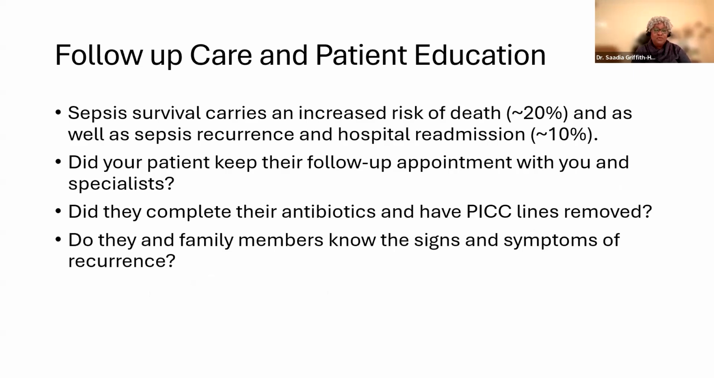Sepsis survival carries an increased risk of death. We know that about 20% of the people who have sepsis will die, as well as a sepsis recurrence and hospital readmission. About 10% of the people who survive sepsis have a recurrence. So this patient is now at increased risk of sepsis recurrence, especially with the lack of the spleen and his diabetes and obesity. And actually, the increased risk of death is mostly in the first 6 months after a sepsis incident, but the risk remains elevated for 2 years.